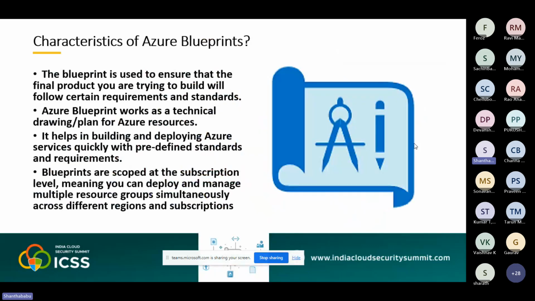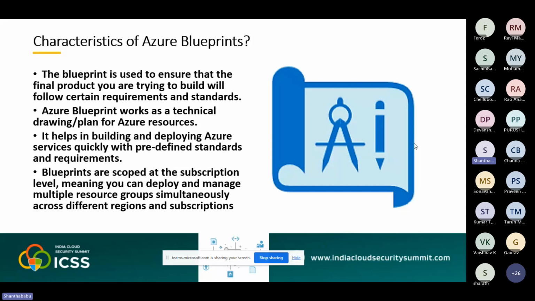Okay, right. So as I mentioned, we need a proper plan, like a proper plan for building a home. What are the different rooms we are going to occupy, and what are the facilities? I mean, how many windows, how many doors, and so on. In a similar way, Azure Blueprints also help us build precisely what exactly we need.